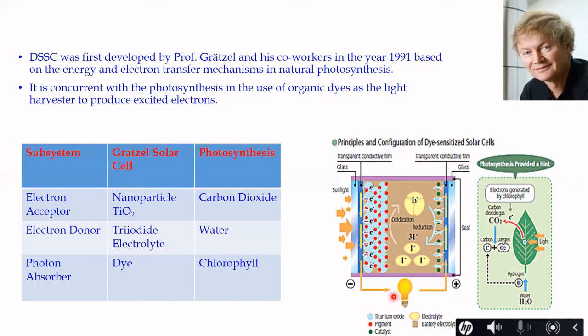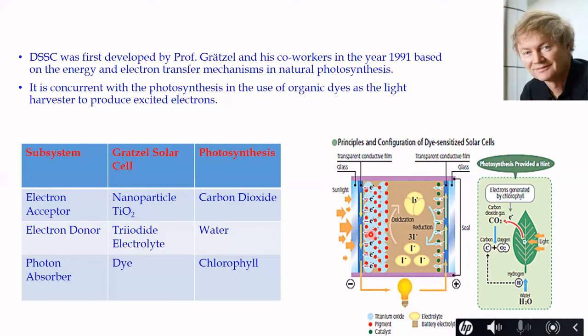Again, from the source, the electron reaches the counter electrode. From the counter electrode, it reaches the redox electrolyte through the platinum catalyst. Now the electrolyte replaces the electron into the dye. So this is the cyclic process of the dye sensitized solar cell.